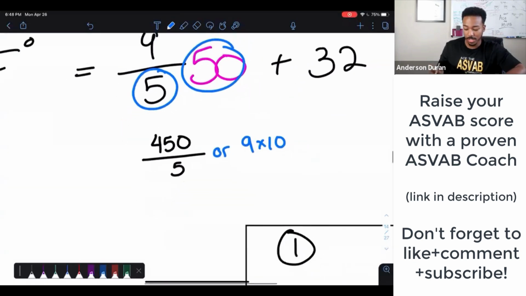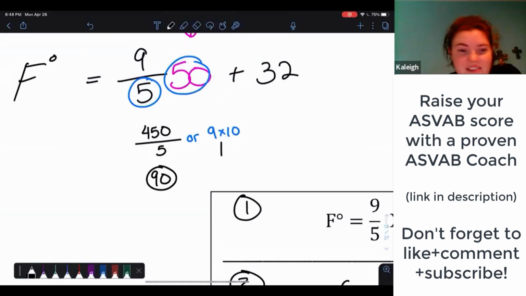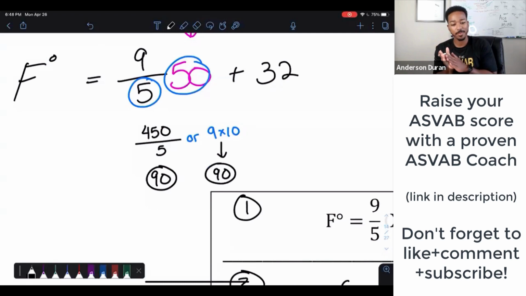Do you guys notice how they're going to give you the exact same thing if you do either one? 90 here, and that's going to be 90. Do you guys see how it's going to give you the exact same thing? Yeah. Okay, cool. That's all I want to show you there.